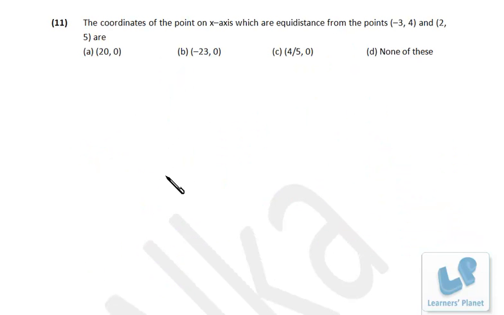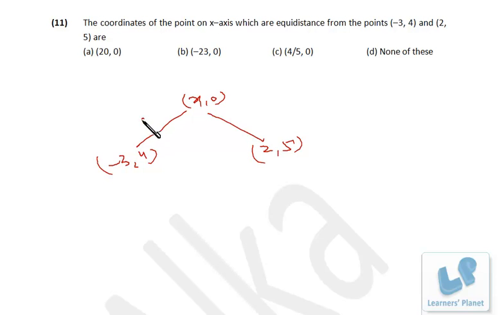Now let's see this one. Find the coordinates of the point on the x-axis which is equidistant from the points minus 3, 4 and 2, 5. Now since the point is on the x-axis, the y coordinate will be 0. So I assume that this point is x, 0, right? Now this point is equidistant from these 2 points, minus 3, 4 and 2, 5. That means if we put up the distance formula, the distance between these 2 points will be equal to the distance between these 2 points, right? So I assume this distance to be d1 and this to be d2. So precisely d1 is equal to d2, or we can say d1 square is equal to d2 square, right?